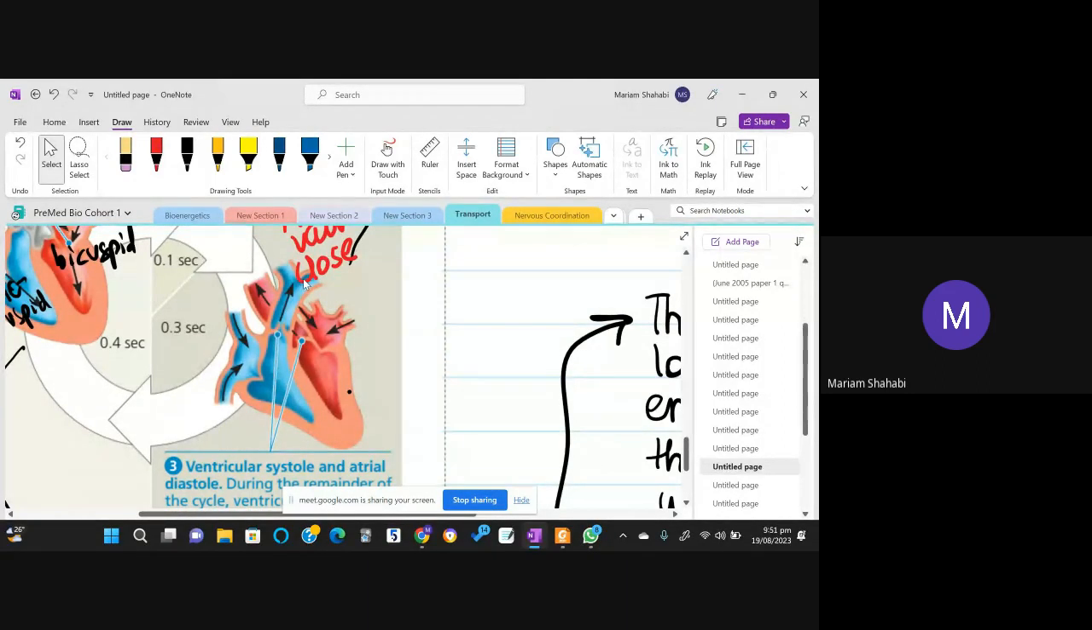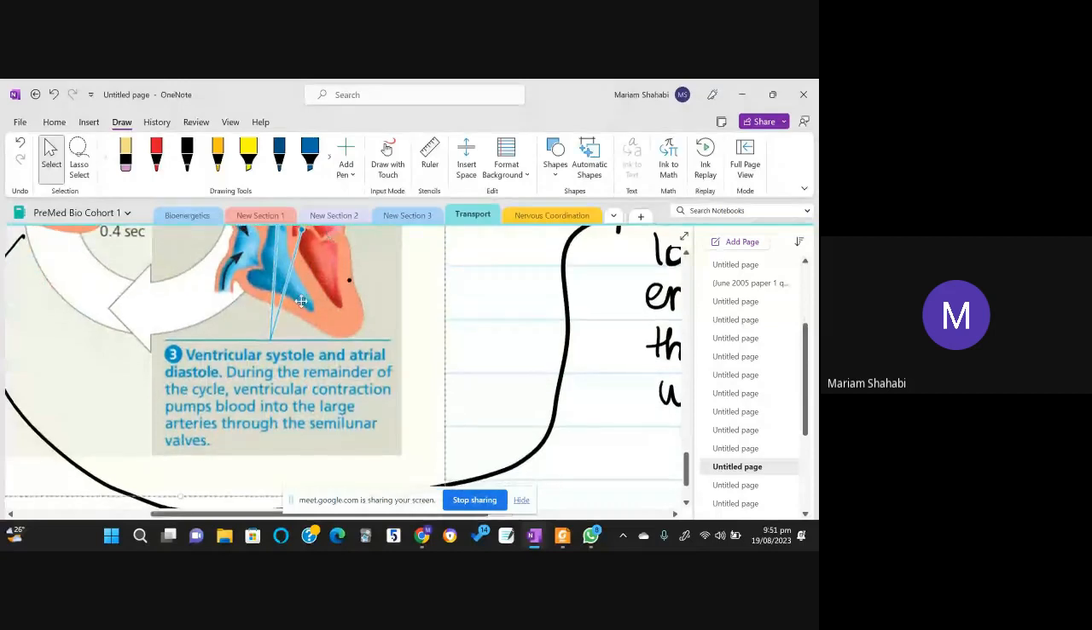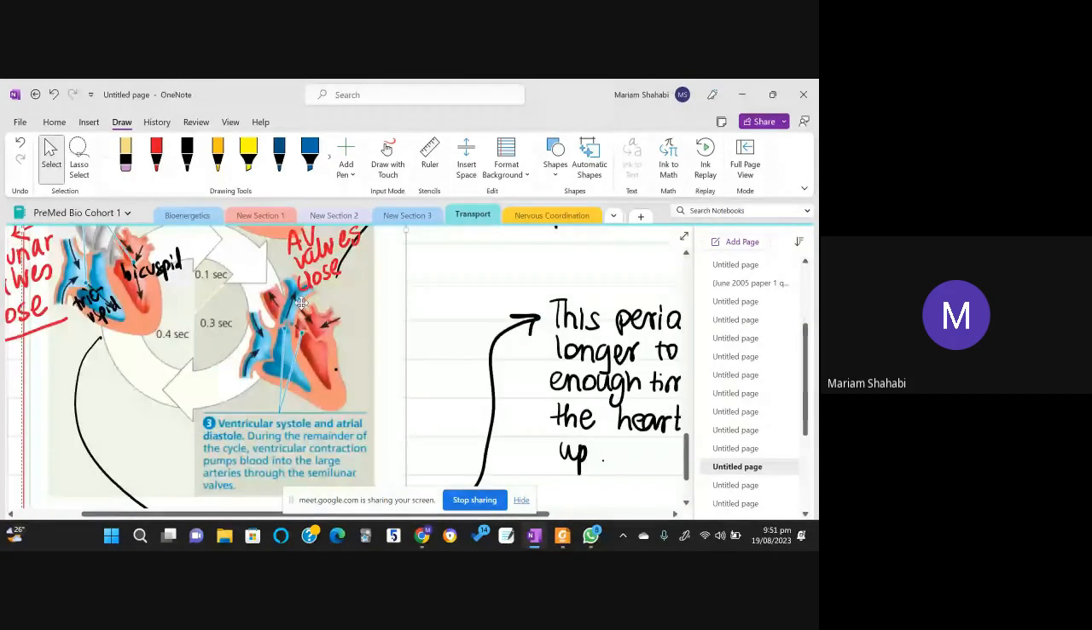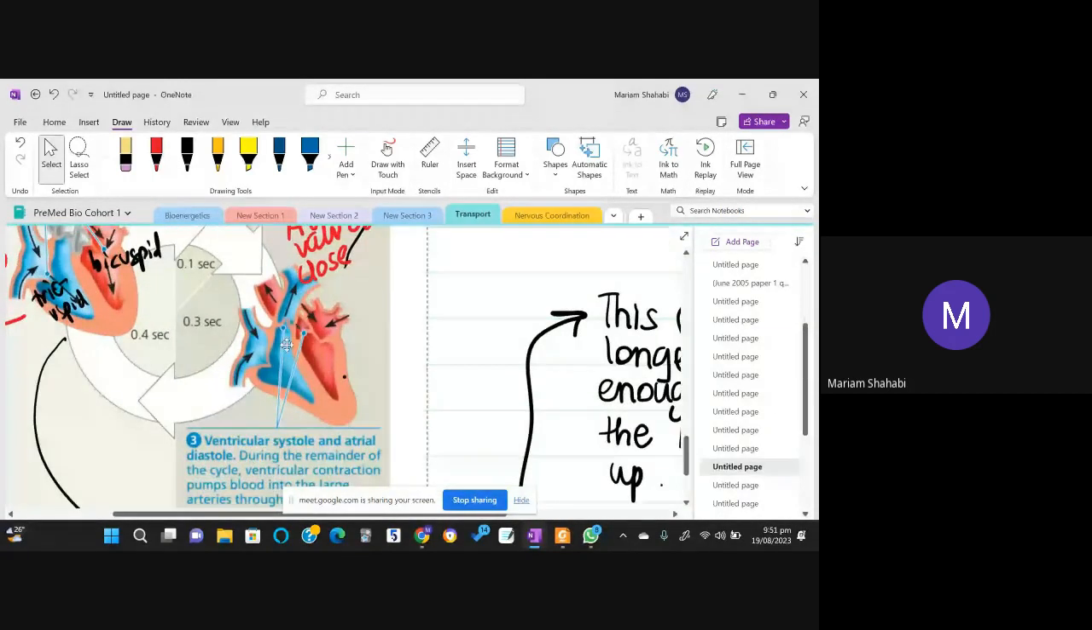into the pulmonary trunk from the, यहाँ से ये pulmonary trunk है और ये aortic trunk है. So blood will be forced into the blood vessels that are leading away from the heart. Semilunar valves, obviously they will be open ताकि blood flow करे. And this is a period that lasts for 0.3 seconds.